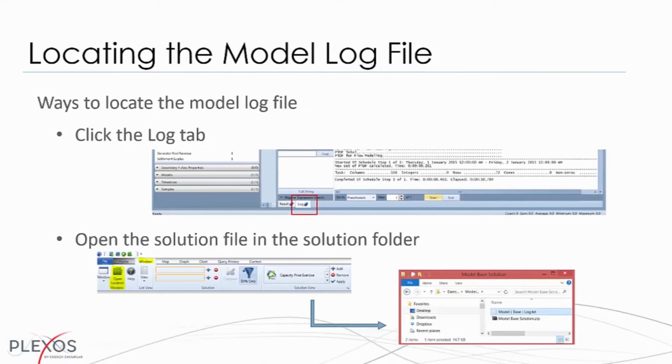Locating the model log file. There are 2 ways to locate the model log files. We can either click the log tab on the solution interface, or we open the solution file in the solution folder. On the ribbon menu, we click on Open Solution window, and this should take us to the folder where all the model files are located.